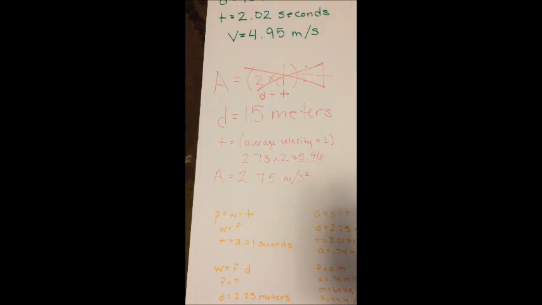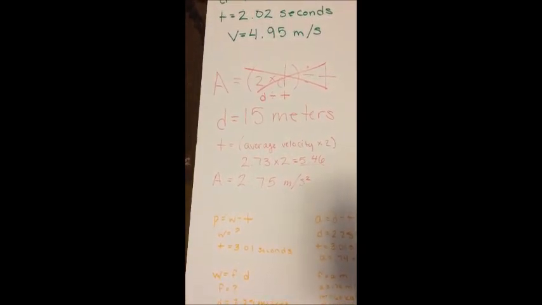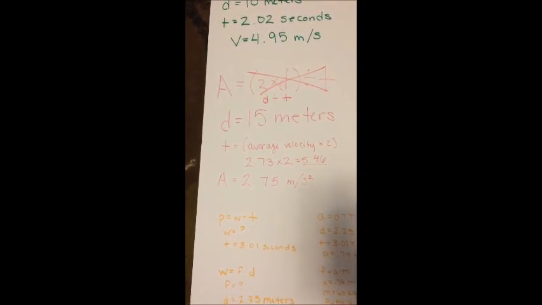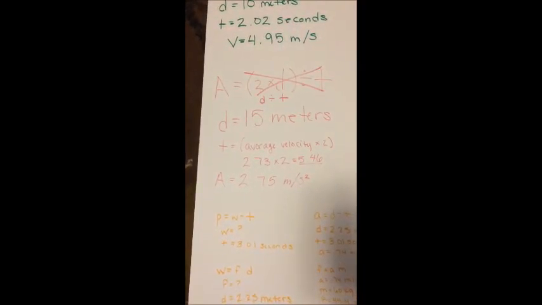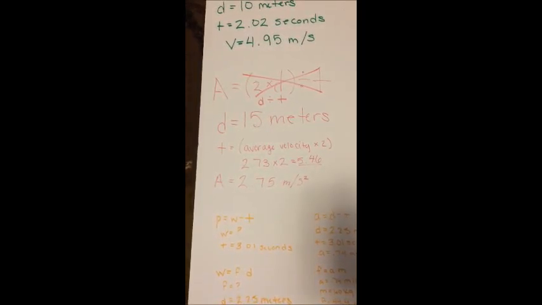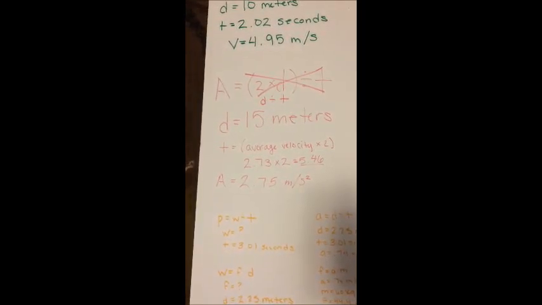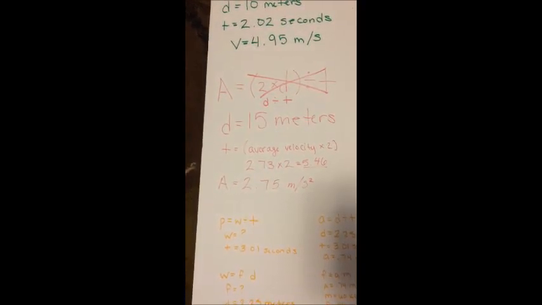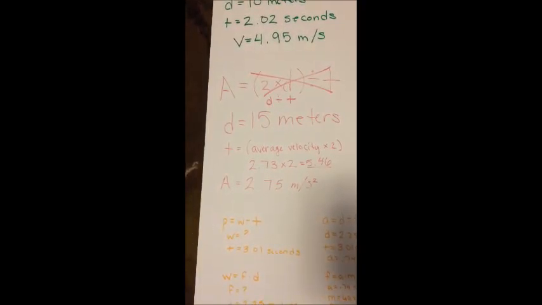Acceleration, and my original formula is incorrect. It is also distance divided by time. And our distance is 15 meters, and our time, which we have to take the average velocity times 2, would be 2.73 times 2, which equals 5.46. So our entire acceleration is 2.75 meters per second squared.